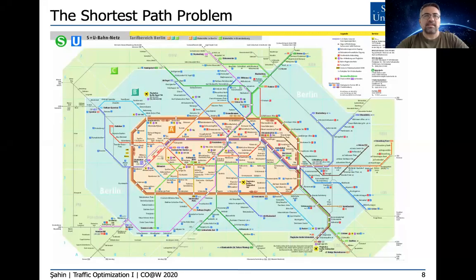Let us assume that our passenger is already at Alexanderplatz and wants to go to ZIB. The main information the passenger requires is the transit network, which is shown on this map. And on this network, the passenger wants to find the shortest path from Alexanderplatz to ZIB with respect to the number of stations to go through.